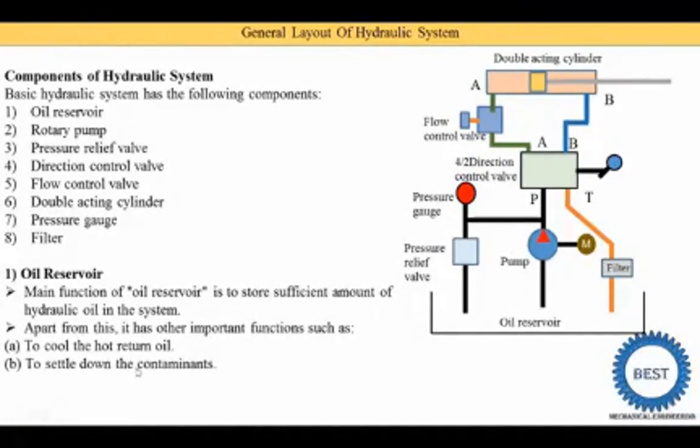Next function is to settle down the contaminants. Due to wear and tear, some of the parts wear out. So these metal parts come out with the oils, and we need to remove them. It is called removing or settling down the contaminants.